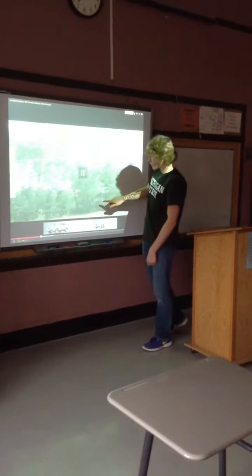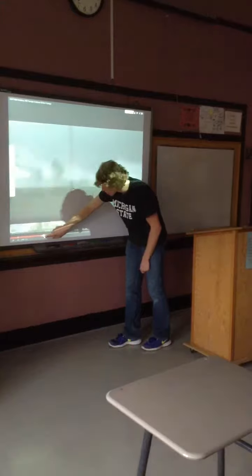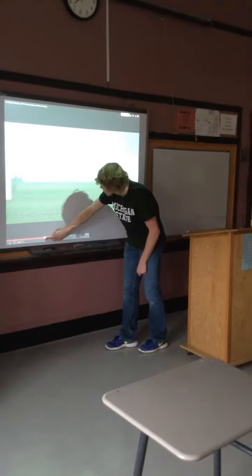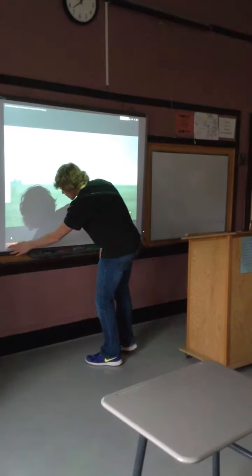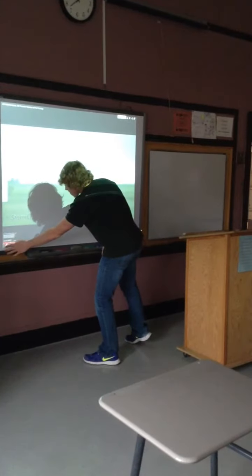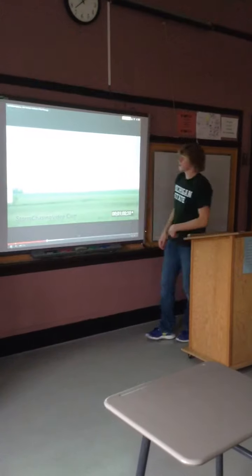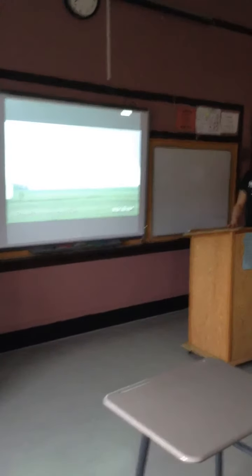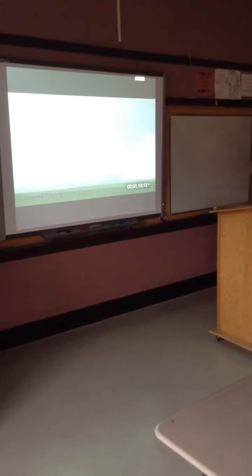Let's try and get to the tornado. So now you can see that it's starting to form. I think the Wadena tornado was an F4.